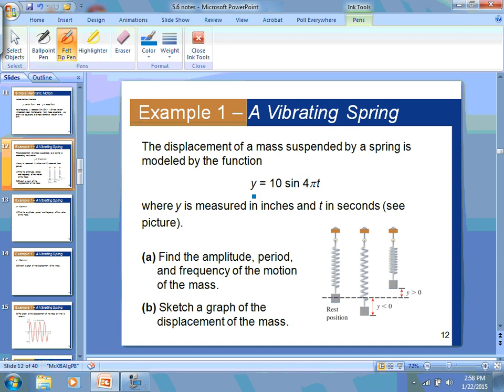is modeled by this equation, or this function. We have y equals 10 times sine of 4 pi t. And y is going to be measured in inches, and t is in seconds. So they want us to take that equation, or that function, and they want us to find the amplitude, and the period, and the frequency.